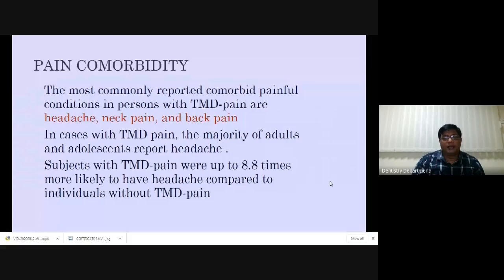And headache pain, like migraine, etc., used to have symptoms like watering of the eyes, nausea, vomiting. Those symptoms used to be there, but in TMD, you rarely get all those symptoms. So patients with TMD are almost 9 times more likely to have headache compared to individuals without TMD pain. So there is pain comorbidity.